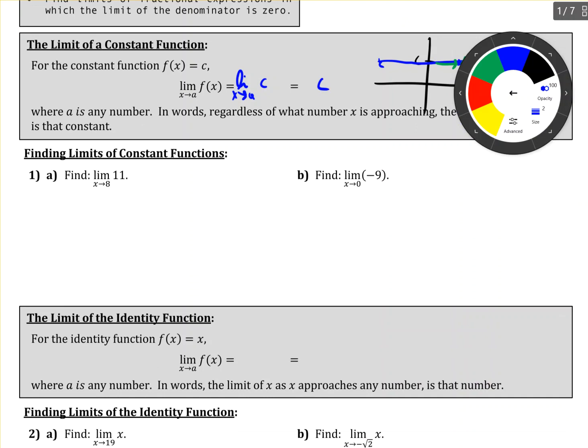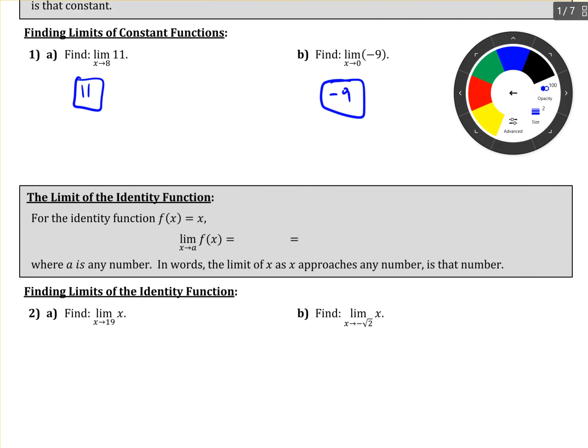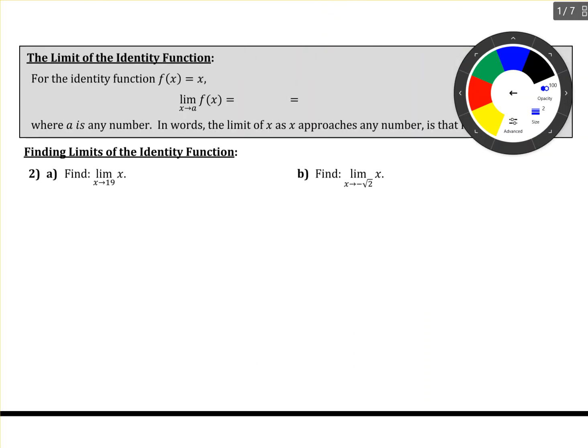So as x approaches 8, what does 11 get close to? Well, 11 gets close to 11. As x goes to 0, what does negative 9 get close to? Well, negative 9 gets close to negative 9. Easy enough, right? Now, what if we have the line y equals x?